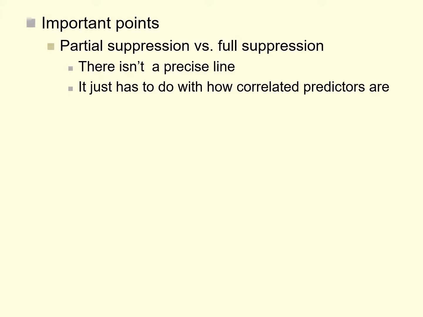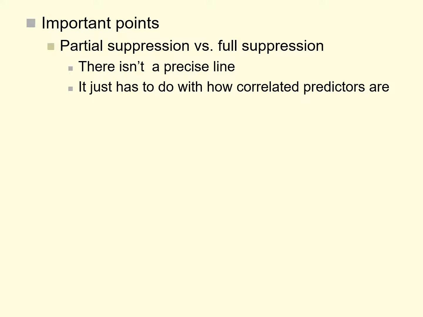So if all of this is still a bit much for you, here are a few important points to consider as we wrap up. One, although I've talked about partial suppression and full suppression, and although you sometimes encounter these terms in textbooks or in references, there really isn't a precise line, at least not that I've seen, between what is full suppression and what is only partial suppression. It really just has to do with how correlated the predictor variables are.